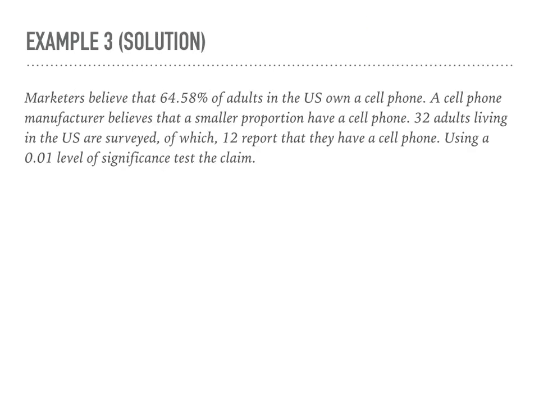Marketers believe that 64.58% of adults in the U.S. own a cell phone. A cell phone manufacturer believes that a smaller proportion have a cell phone. 32 adults living in the U.S. are surveyed, of which 12 report that they have a cell phone. Using a 0.01 level of significance, test the claim.